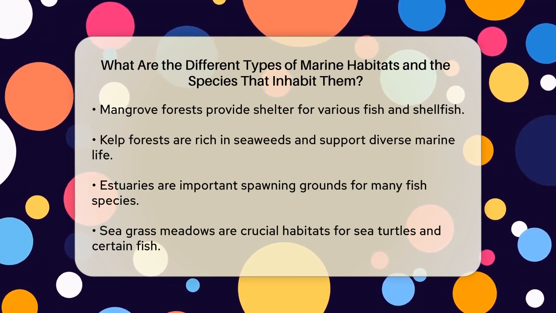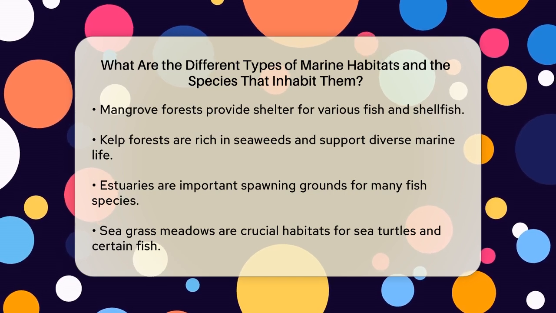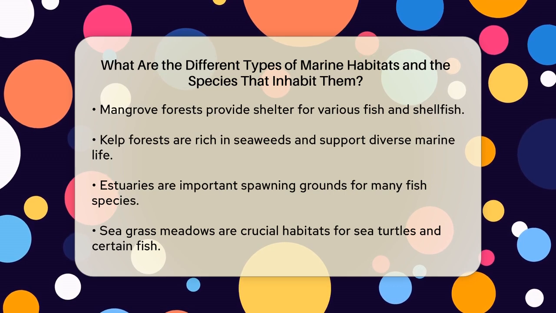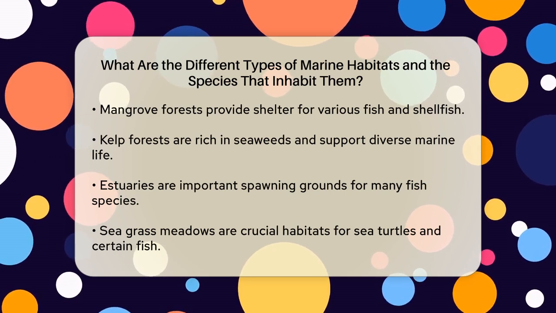Open ocean habitats: beyond the continental shelf lies the open ocean, a vast and relatively unproductive area due to a lack of nutrients. However, its sheer size means it still has significant primary production. Here, you will find surface waters, the deep sea, and the ocean floor.